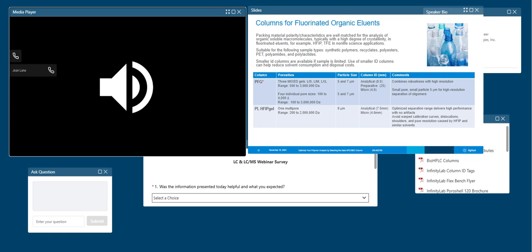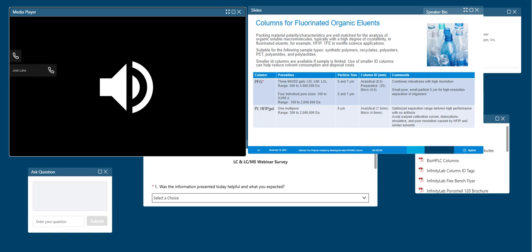PFG is a polar-modified silica. It has a wide range of column types. Linear and individual pore columns are available with 5-micron or 7-micron particle sizes. This packing provides for both robustness and for resolution. Small pore and small particle 5-micron columns provide for high resolution and separation of oligomers.